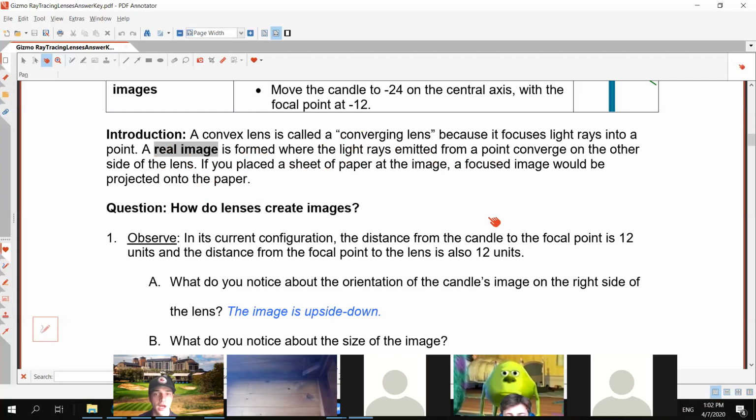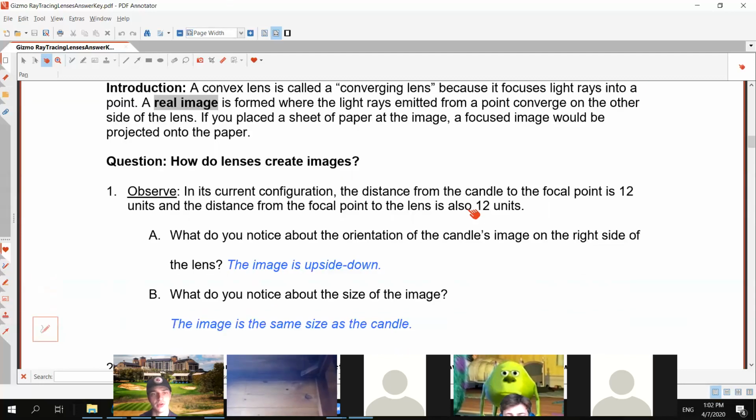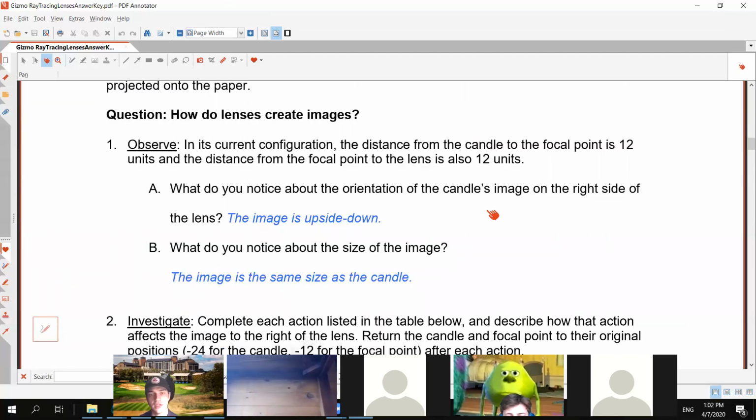Okay? If you place a sheet of paper at the image for a real image, a focused, clear image would be projected onto the paper. So the question is, how do these lenses create images? It asks you, given the distance at 2f, you place the candle at 2f. So the candle is 12 units away from the focal point, and the focal point is 12 units away from the lens. So what do you notice about the orientation of the candle's image when we have this setup?